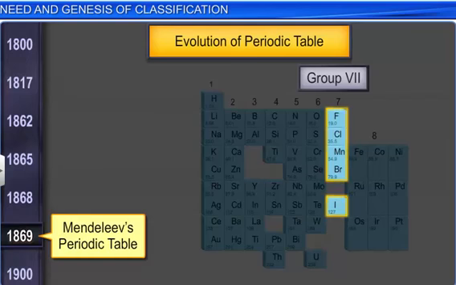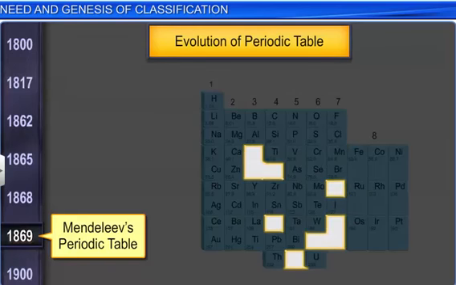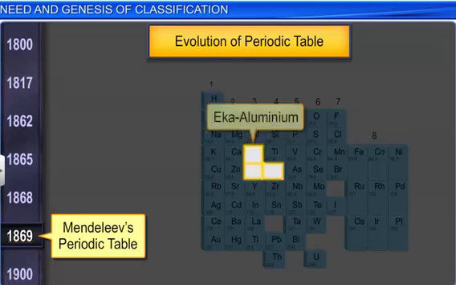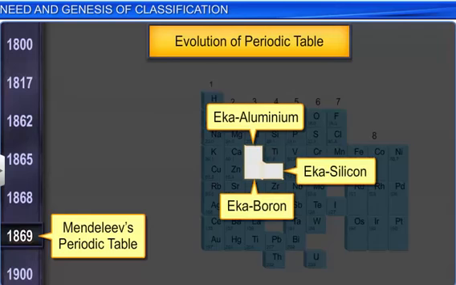Mendeleev also left gaps in the table for undiscovered elements. For example, he left gaps under aluminium, silicon, and boron in the periodic table for yet to be discovered elements. He not only predicted the existence of these elements and called them Eka aluminium, Eka silicon, and Eka boron respectively, but also described some of their general physical properties.